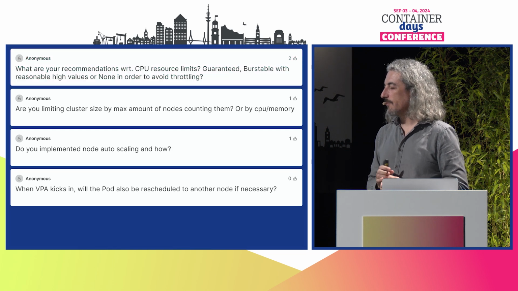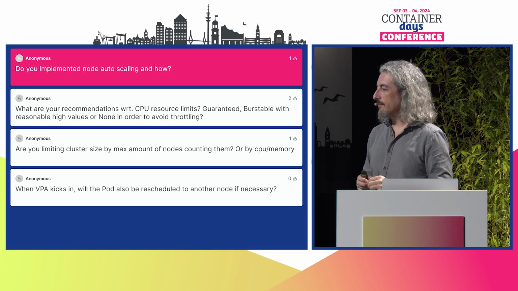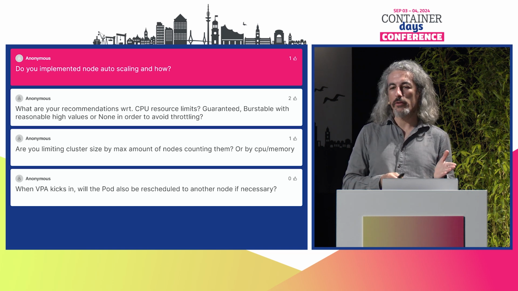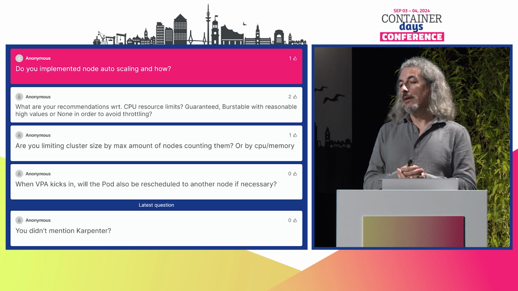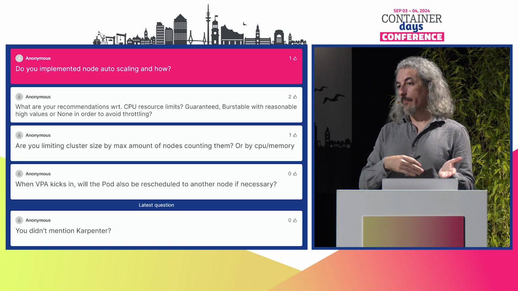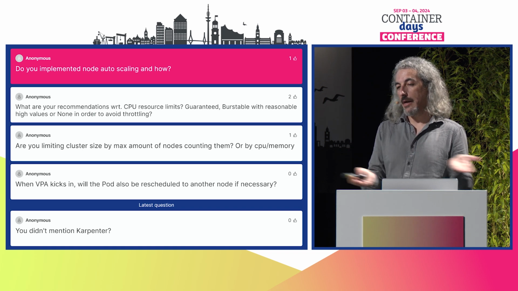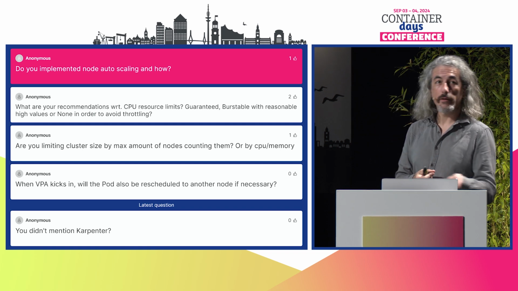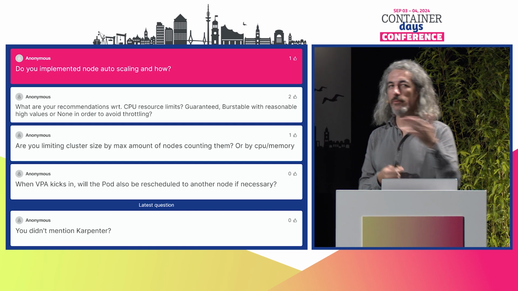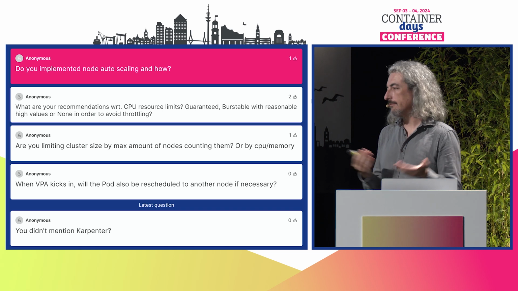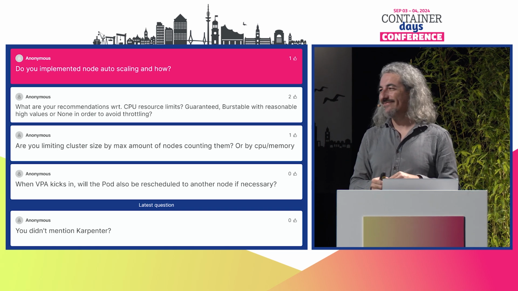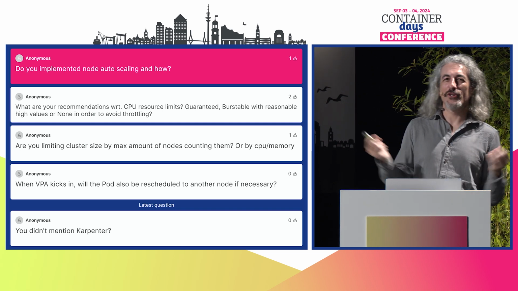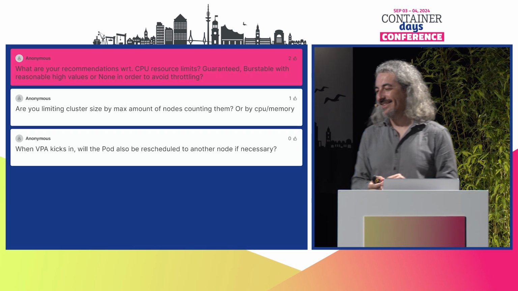Excellent. Do you implement node autoscaling, and how? Yeah, for node autoscaling we use the cluster autoscaler, the Kubernetes node autoscaler, to scale up and down. We are also looking at Karpenter. It's another autoscaler that will allow you to do more fine-tuning. Perfect. There was someone very disgruntled saying, you didn't mention Karpenter. Okay, so now he mentioned Karpenter. Done.